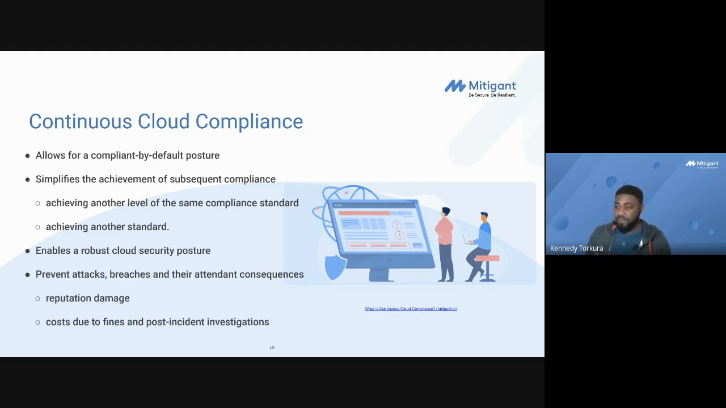So by being continuously compliant, you're using one stone to kill many birds, as they say. You're not just getting the compliance benchmark, but you're also at the same time helping yourself to proactively prevent attacks or data breaches, keeping your reputation intact and things like that.